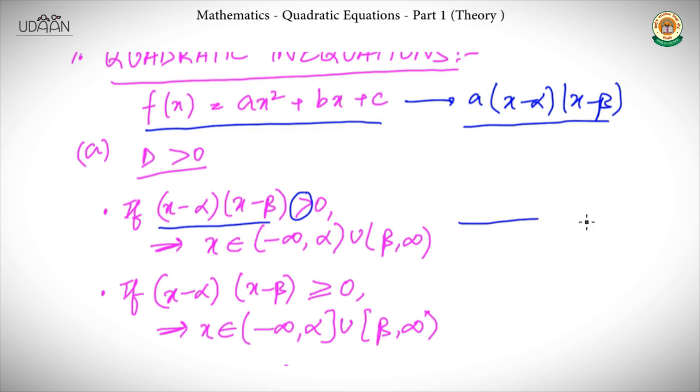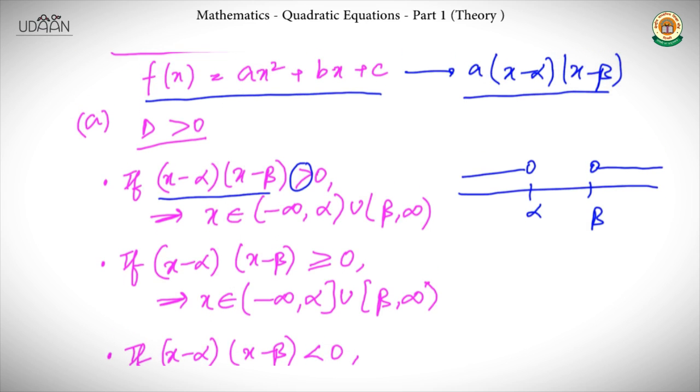So thus we could represent it as, if these are the points alpha and beta on the axis, the line that we are drawing is the range of values of f of x, the domain for our x. Second case is if (x minus alpha) into (x minus beta) is greater than or equal to 0.